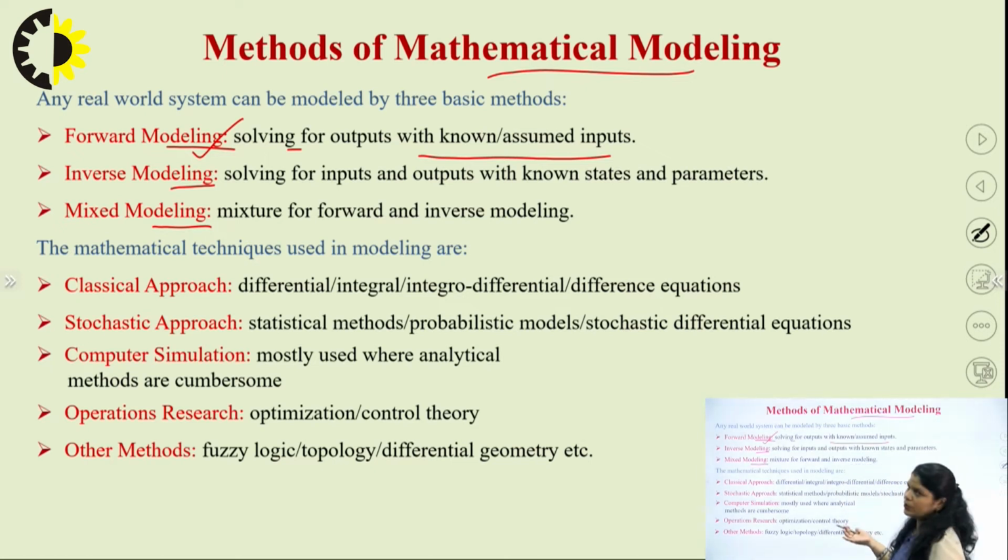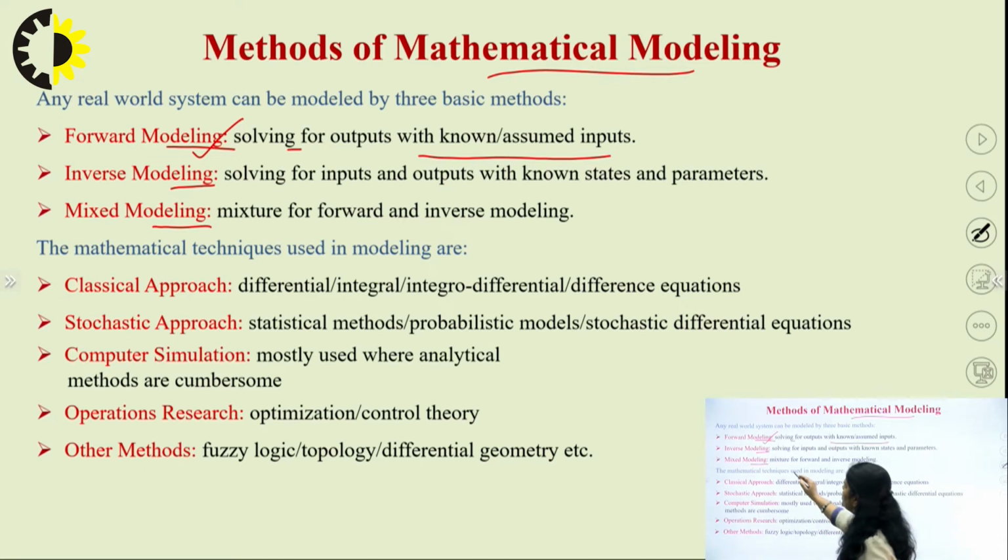Mostly forward modeling is used because we know the input and we want to go for the output. We can take the example of any industry. In a production system, we have the input in terms of the resources available to us, and we want to calculate the output.